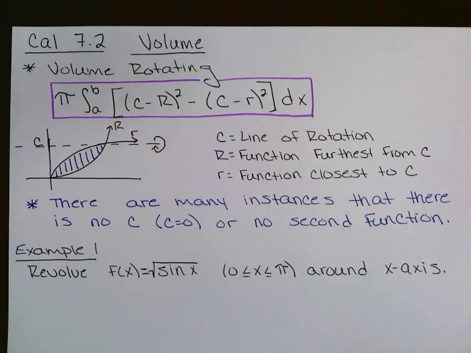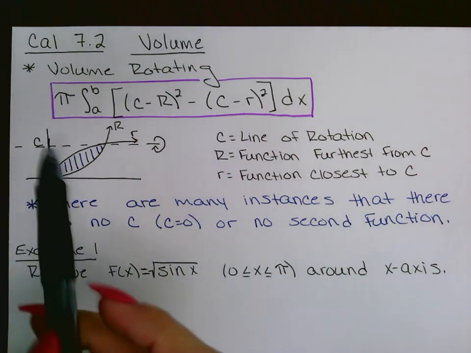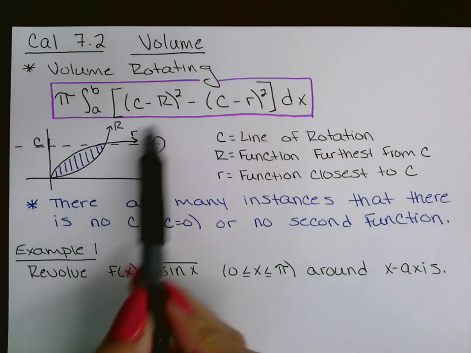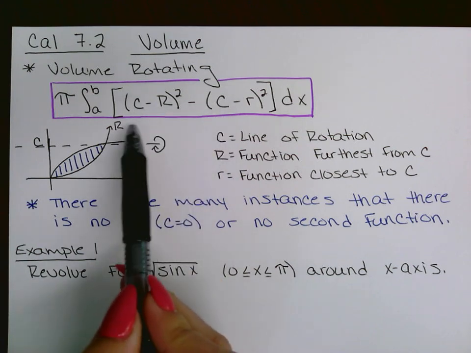All right, this lesson is for calculus. It comes from 7.2. It is on volume, and this video will specifically be volume rotating, okay? So here is my formula for volume rotating. We have pi times the integral, and then we have two sections to this, okay?